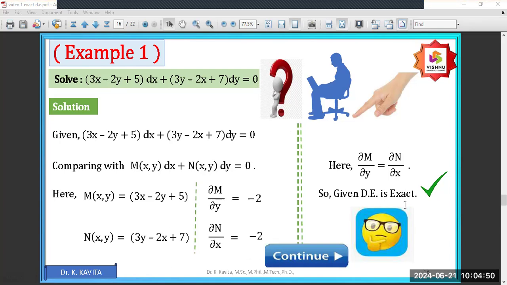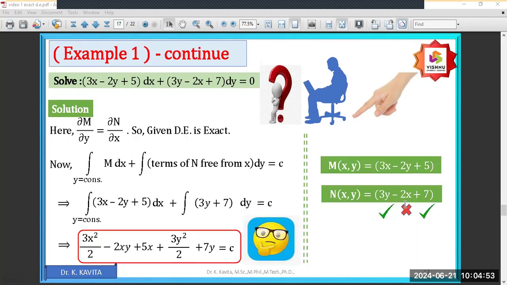After exact, we need to get the general solution. So what's the general solution here? The general solution is integral of M dx plus integral of the terms of N free from x into dy equals c. When you integrate this, we consider y terms as constant. That's why integrating with respect to x we get x, and 5 is also constant here, so 5x. Here the x terms are free, so there is no x term, and we integrate with respect to y, and we got this answer.